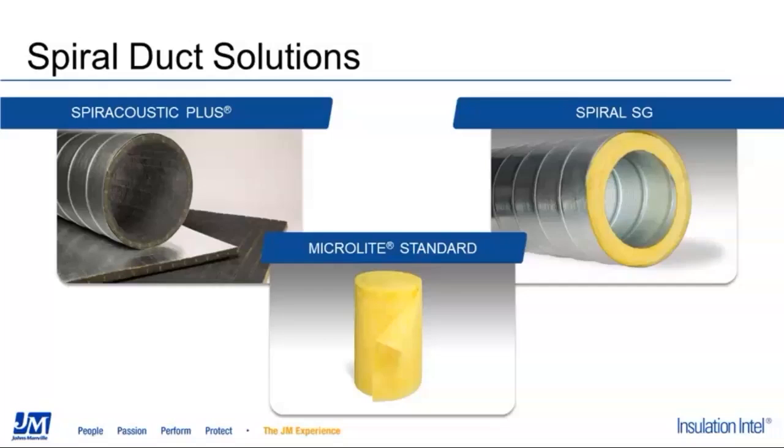The first is Spiral Acoustic Plus. This is considered a single-wall solution. It does not require the inner duct that a double-wall solution would require. It is pre-curved spiral duct liner, and conforms to the inside of the duct. The next two products, Microlite Standard and Spiral SG, are double-wall insulation solutions. Each of these two materials go around an inner duct before being inserted into the outer shell of the metal duct. You can see this in the image on the right under Spiral SG.